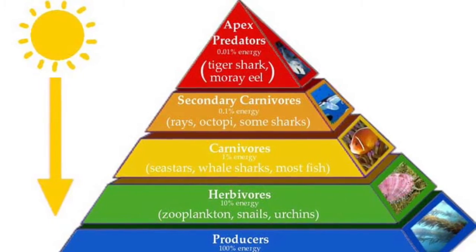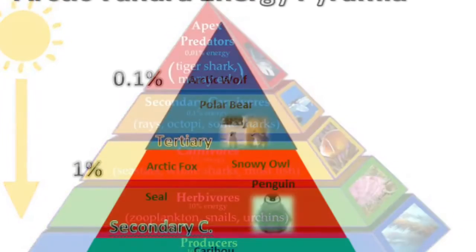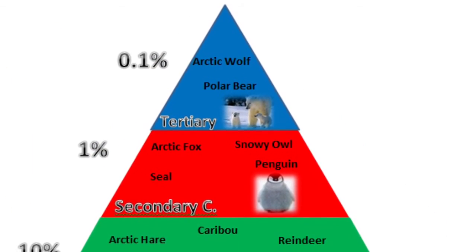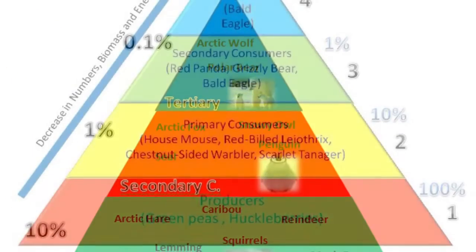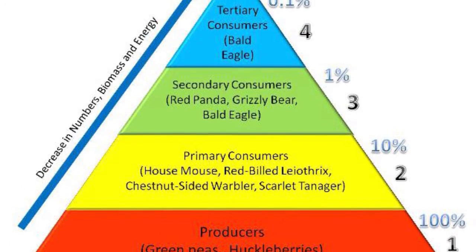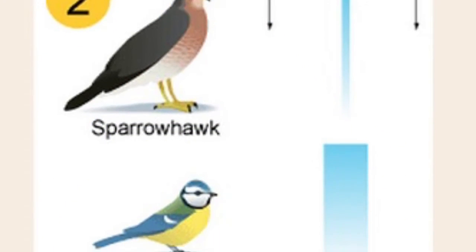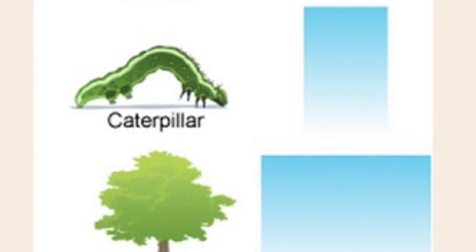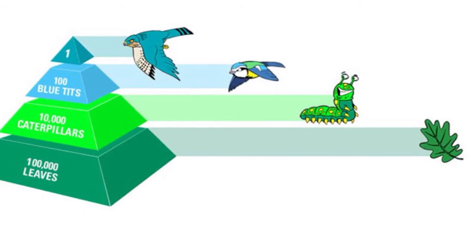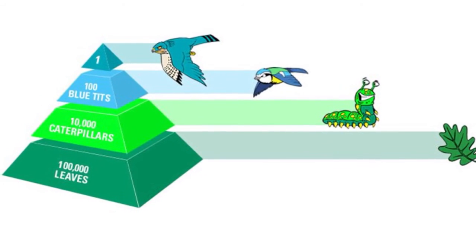Ecological pyramids show the relative amount of energy or matter contained within each trophic level in a given food chain or food web. There are three different types of ecological pyramids. Pyramids of energy show the relative amount of energy available at each trophic level of a food chain or food web. Pyramids of biomass illustrate the relative amount of living organic matter available at each trophic level in an ecosystem. And pyramids of numbers show the relative number of individual organisms at each trophic level in an ecosystem.